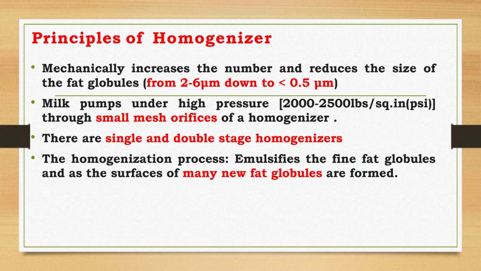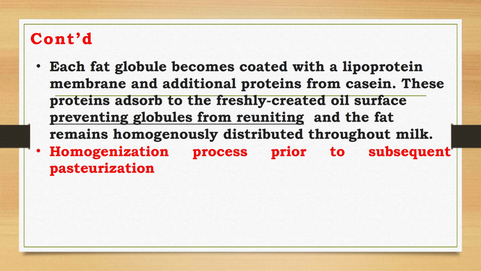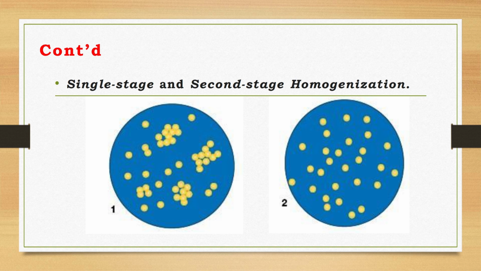What happens next is a bit of natural chemistry. Each newly created tiny fat globule becomes coated with a lipoprotein membrane and additional proteins from the casein in the milk. These proteins adsorb, or stick, to the fresh fat surface, which prevents the globules from reuniting. This is why the fat remains homogeneously distributed throughout the milk. It's also important to note that homogenization is typically done prior to subsequent pasteurization. We have a diagram that illustrates the difference between single-stage and second-stage homogenization, showing the two distinct pressure application steps that can be used for a more stable product.